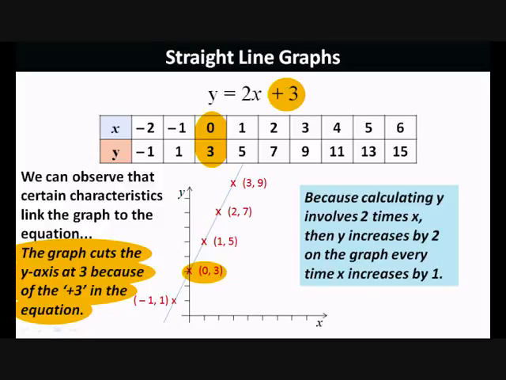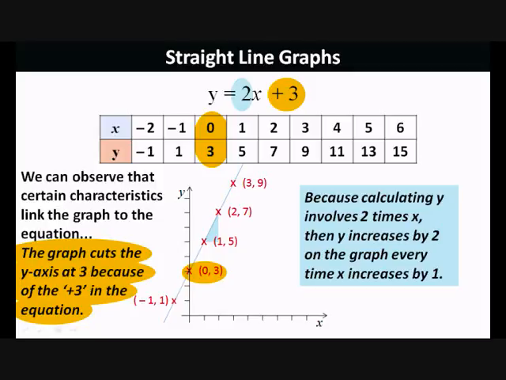Now, because calculating y involves 2 times x, then y increases by 2 on the graph every time x increases by 1. What does that mean? Well, when you calculate what y is, the calculation involves doing 2 times x. So because of that, whenever x goes up by a single unit, y is going to increase by 2 units.